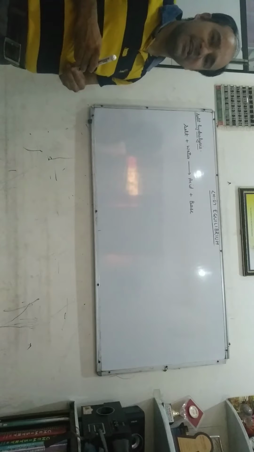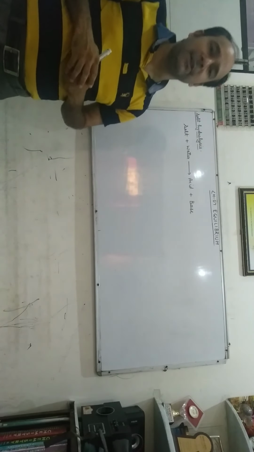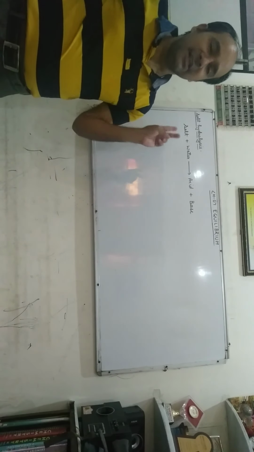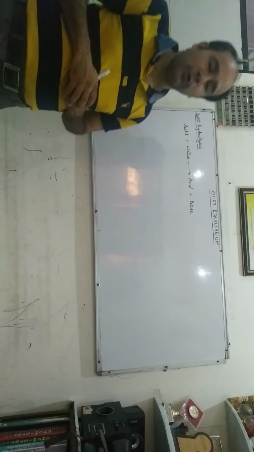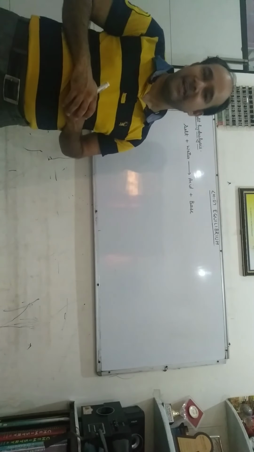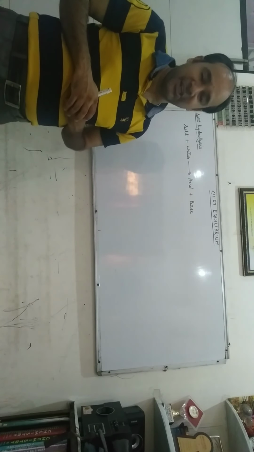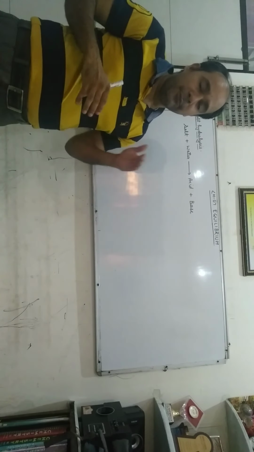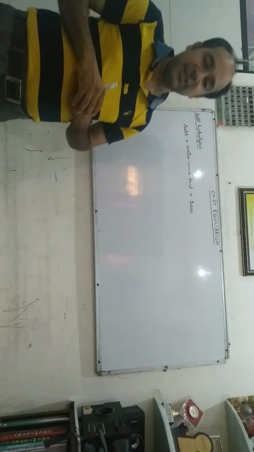Now let us discuss salts of different types. There are four different types of salts we obtain by the combination of acids and bases. The salt of strong acid and strong base is generally neutral in nature. For example, NaCl, KCl, etc. The salt of strong acid and weak base is acidic in nature. Example is ammonium chloride.